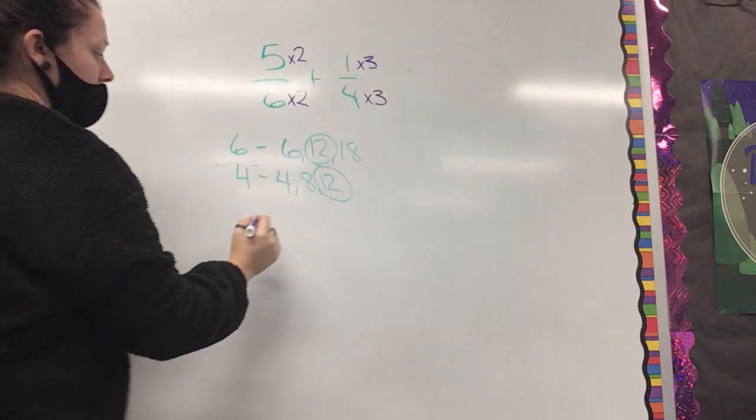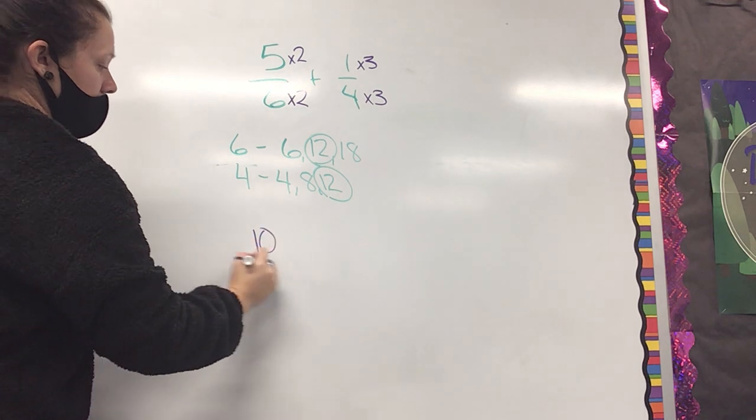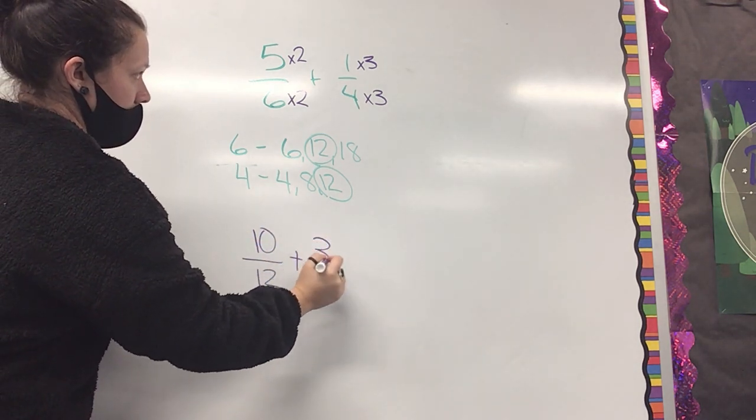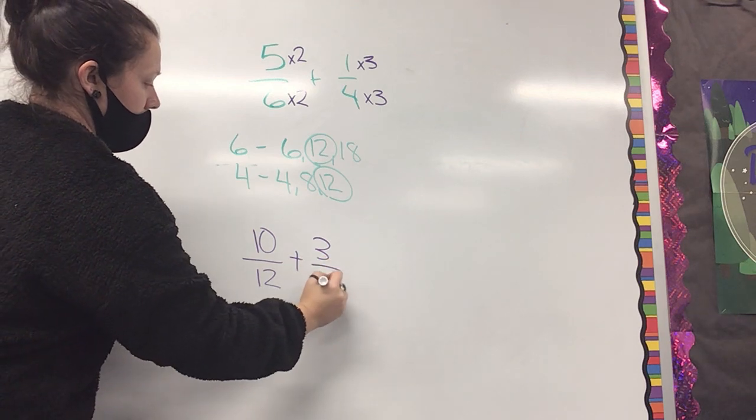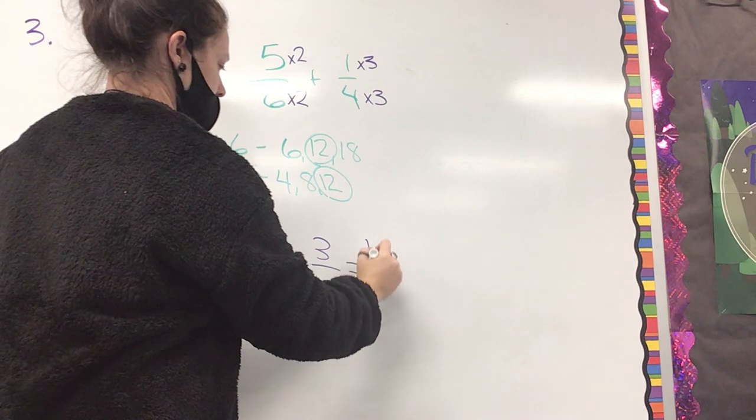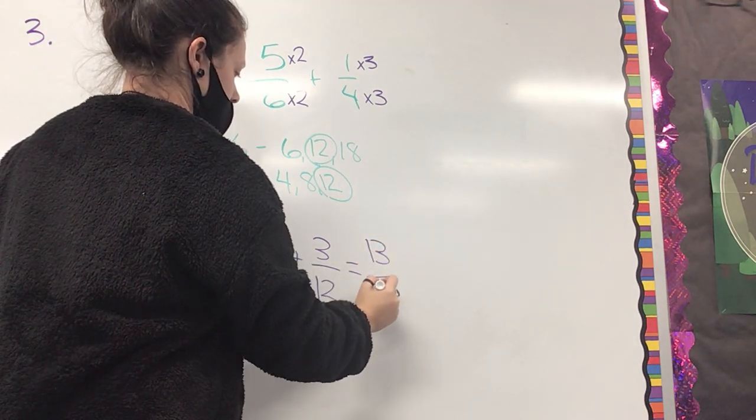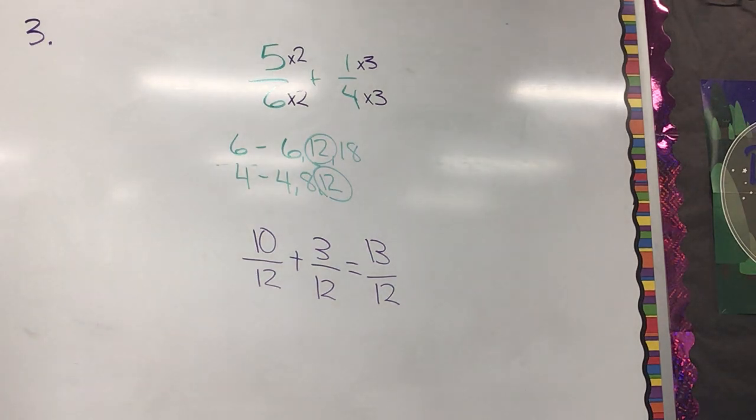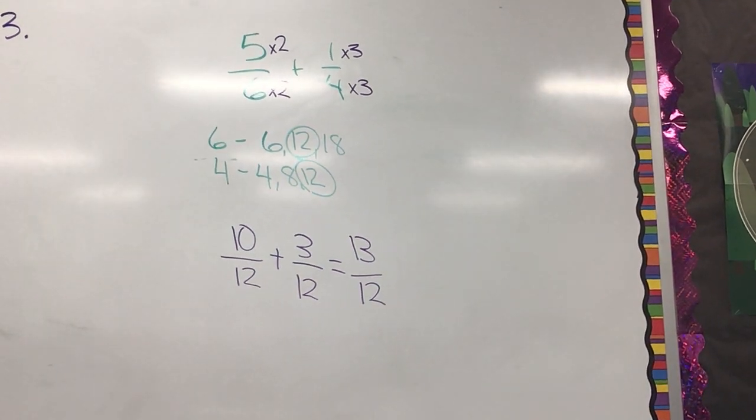Let's rewrite our new fractions. 10/12 plus 3/12. Let's add. 10 plus 3 is? 13. My denominator stays the same. No, I did hear somebody else say improper fraction. It is an improper fraction. But what's it really close to?